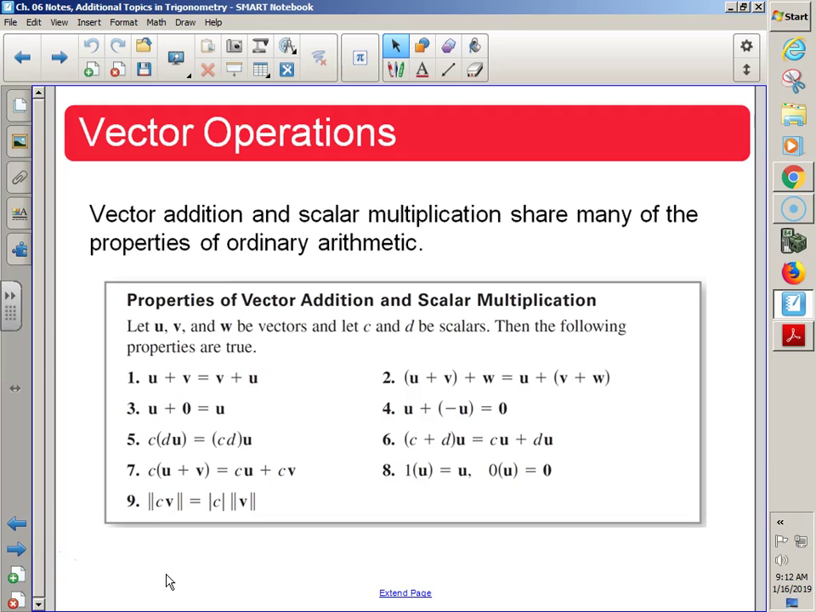As far as identities, 1 times vector u is still itself. 0 times vector u is still 0. Where's the one property that has a magnitude in it? Which one? Yeah, number 9. Number 9 has a magnitude in it.